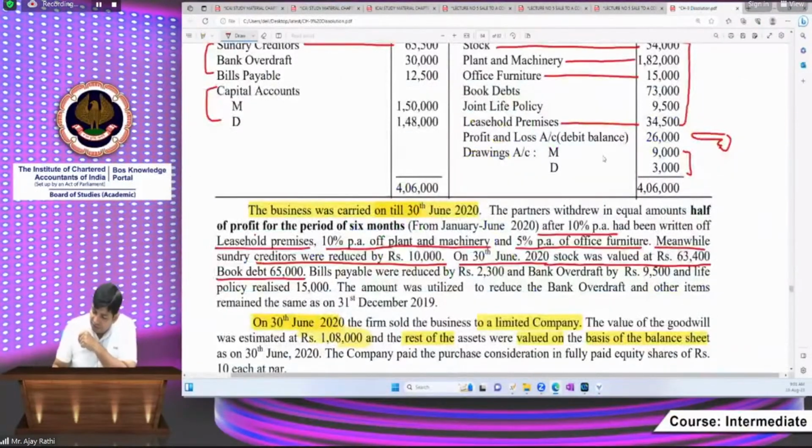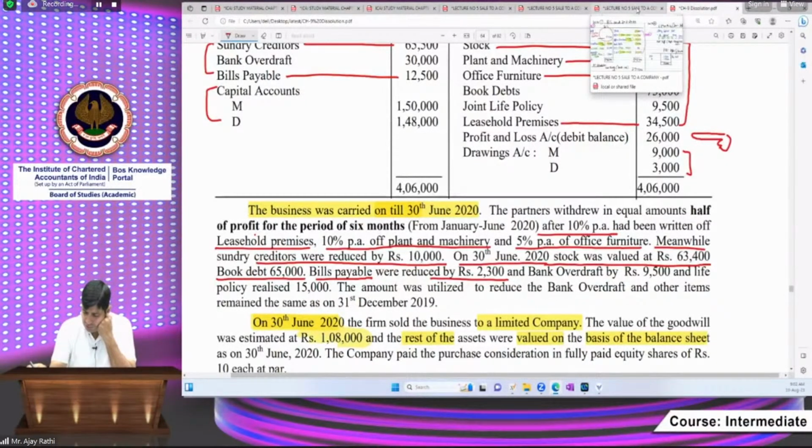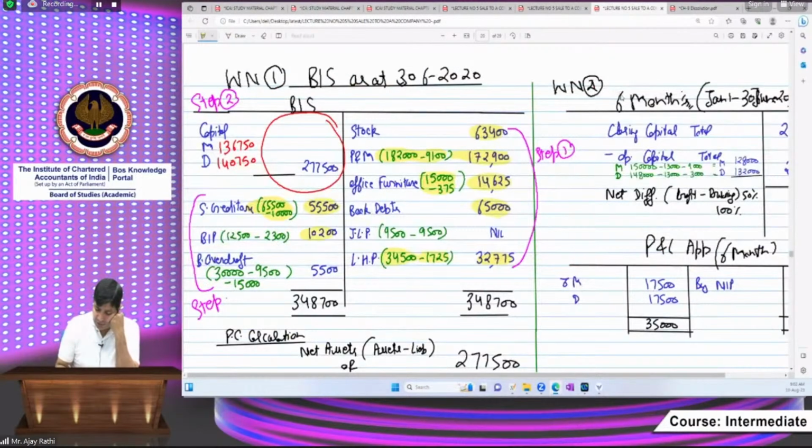Updated balance sheet in the working note. Now next. Bills payable was reduced by 2,300. The bills payable figure was 12,500, which shall be reduced by 2,300 to find the figure as at 30th June. So the updated figure for bills payable is 10,200.